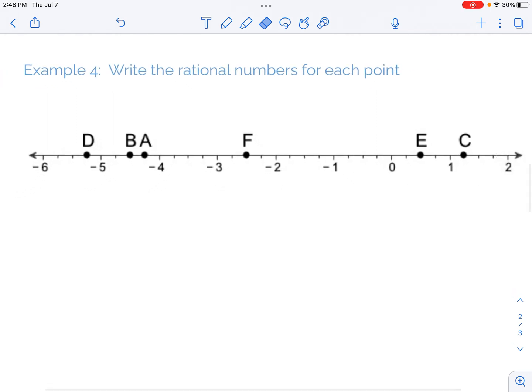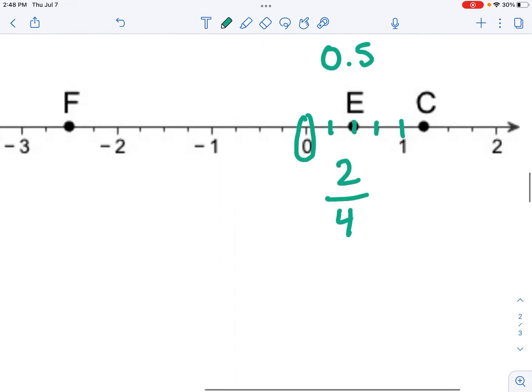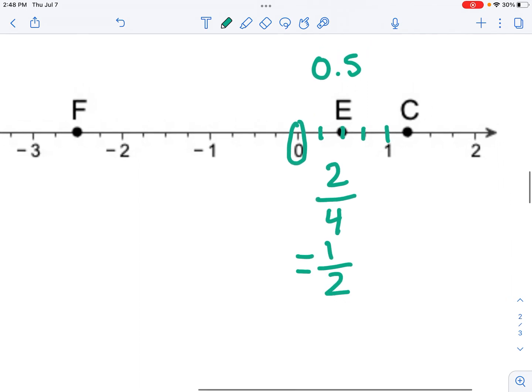Last one, I need to write the rational numbers for each of these points. Let's go ahead and start with our positive numbers. So E looks like it's in between 0 and 1. Right off the bat, you can think if there is a number that is evenly in between 0 and 1, that is going to be 0.5 or think about 50 cents. But I'm also going to double check myself and count my tick marks. So remember, we never count the number that we're starting with. So we have 1, 2, 3, 4. So we're out of 4 here. And E is on 1, 2, the second one. And we know that 2 fourths can be simplified into 1/2. So E is at 1/2.